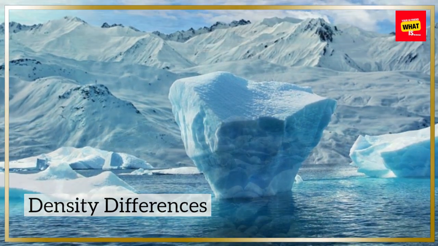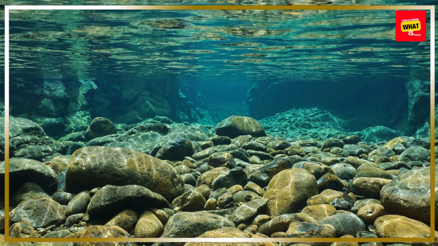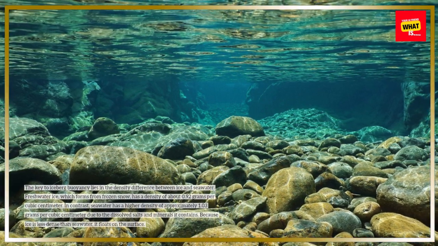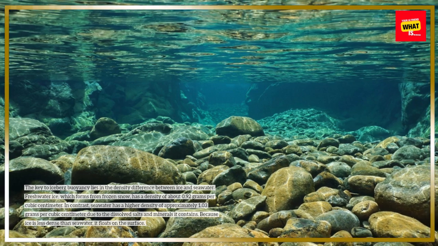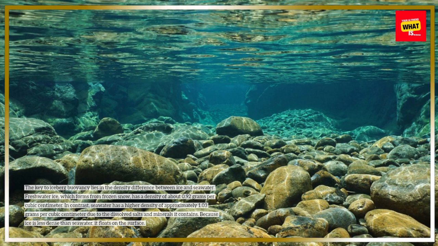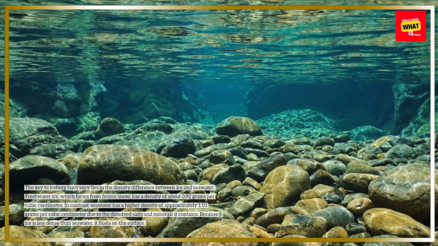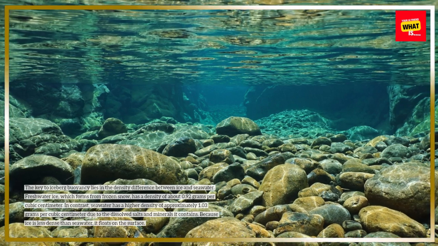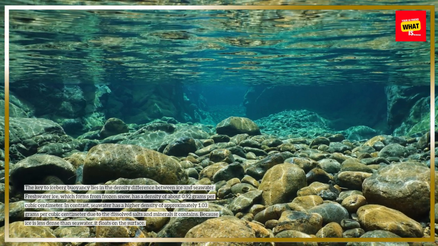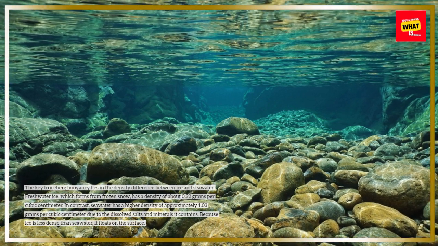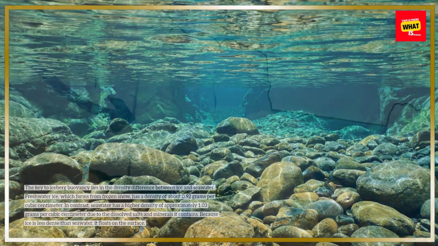Density differences. The key to iceberg buoyancy lies in the density difference between ice and seawater. Freshwater ice, which forms from frozen snow, has a density of about 0.92 grams per cc. In contrast, seawater has a higher density of approximately 1.03 grams per cc due to the dissolved salts and minerals it contains. Because ice is less dense than seawater, it floats on the surface.